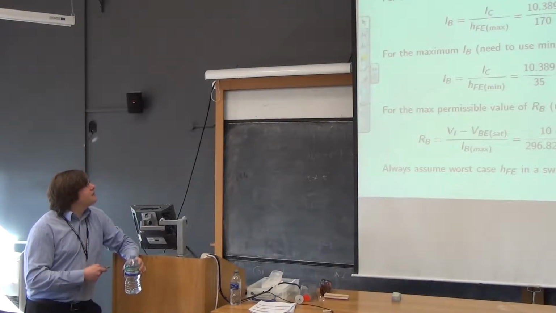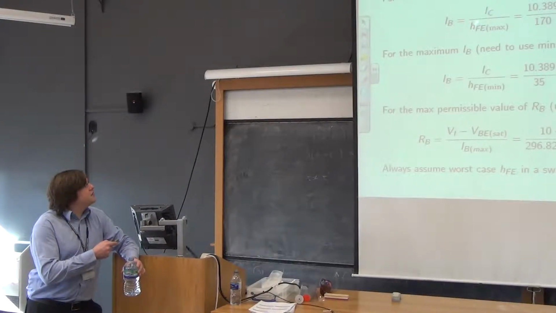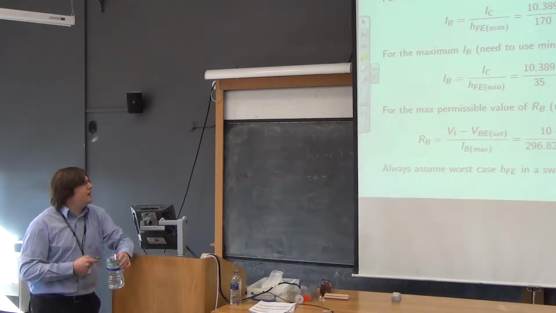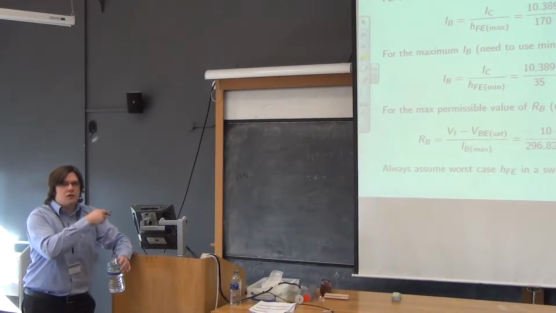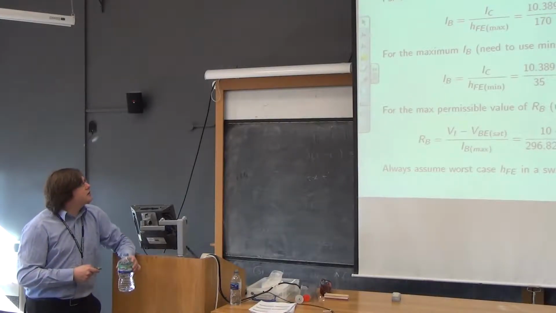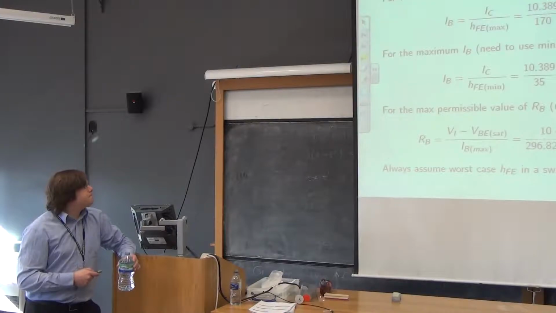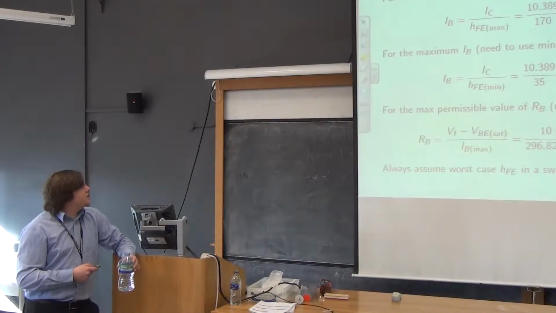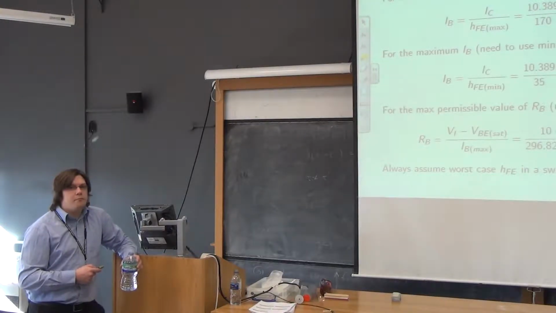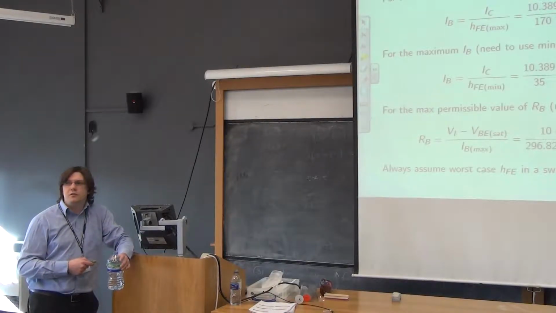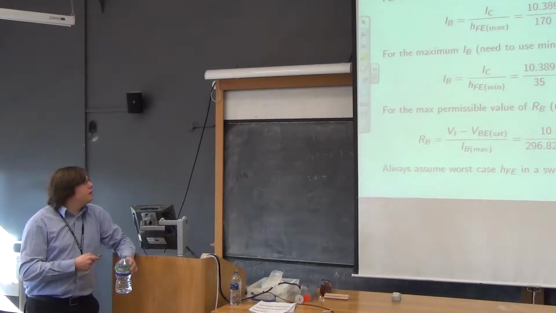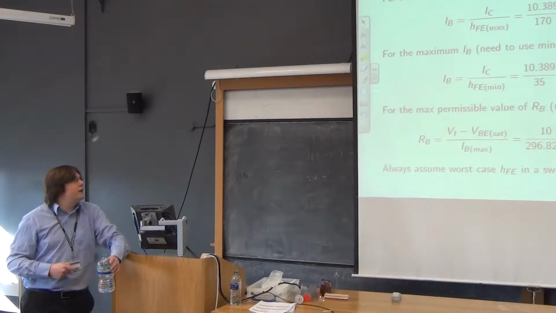It can happen. So IB is IC upon HFE maximum, and the HFE here has come from the question. I gave it on the slide where I defined what the question was, and it turns out to be about 60 milliamps. Conversely, for the maximum base current, you need the minimum transistor gain, so the smallest ratio between IC and IB, and that turns out to be about 300 milliamps.